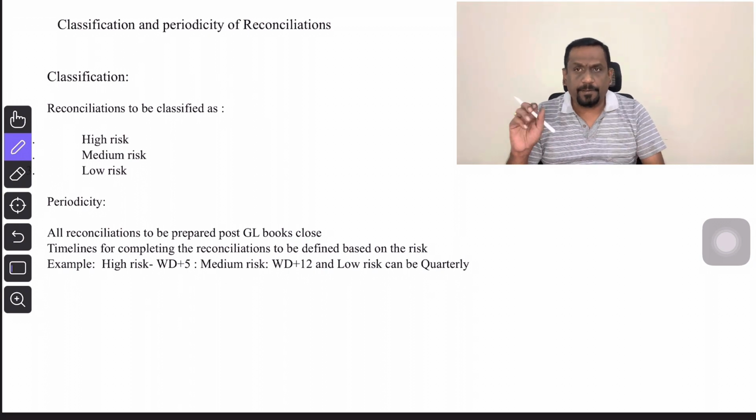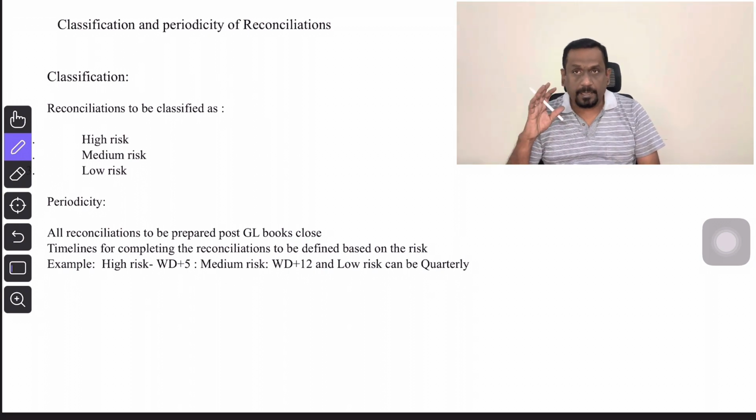Anyway, that will be a part of your reconciliation policy, and the company CFO and company finance executives or controllers decide and let you know when you are supposed to perform the reconciliations. In general, high risk reconciliations will be expected to be completed by workday 5. Again, there is no hard and fast rule. Some companies can do even workday 8. So don't go with workday 5. I'm just giving you an idea.